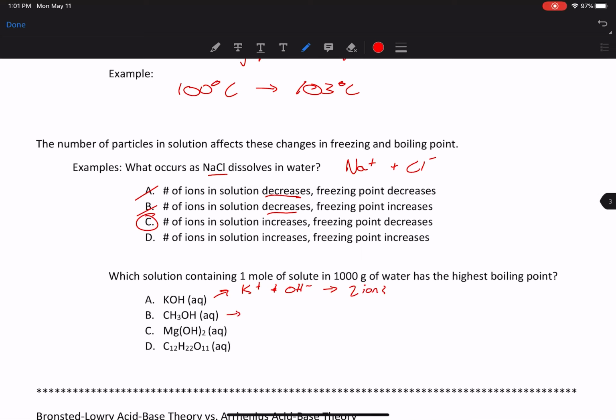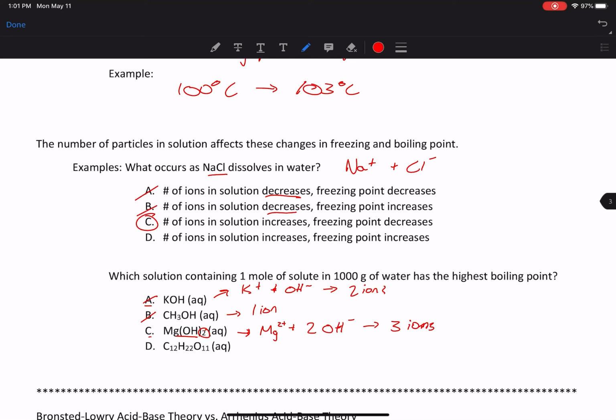This does not break apart, so this would only be 1 ion. So it can't be B because A has more. C, this is an ionic compound, so it's going to break apart into Mg plus OH. However, there's 2 OHs there, so it's going to be 2 OH minus ions. And so this is 3 ions in solution. So that means it's not going to be A because C has more.